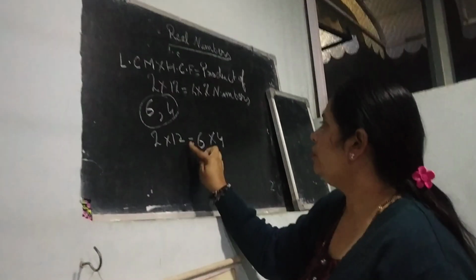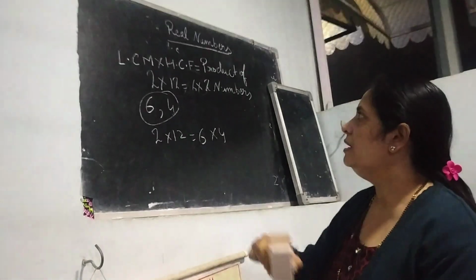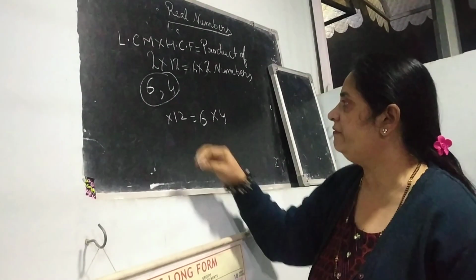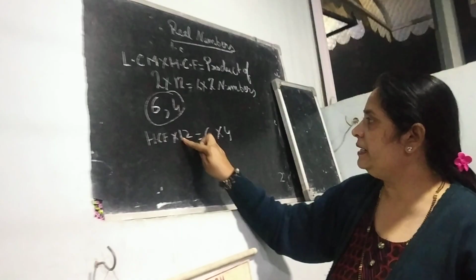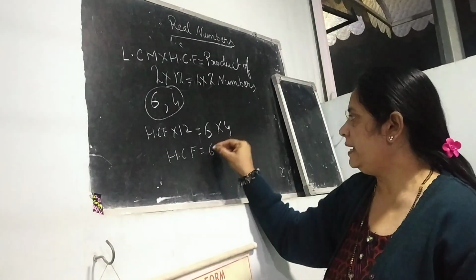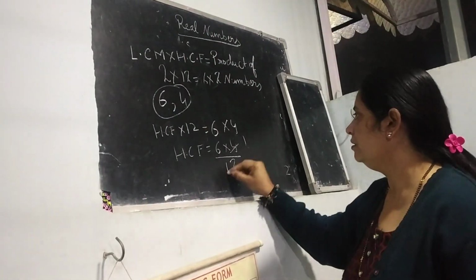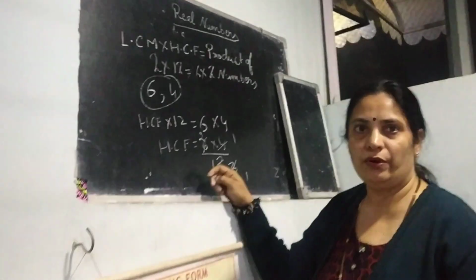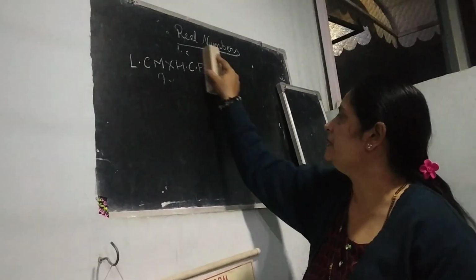So, if out of these 4 quantities any 3 are known to you, you can calculate the other one. Suppose you have to find the HCF. Normal rule: multiply sign is here, take 12 here. So your HCF is equal to 6 into 4 divided by 12. Cancel out: 3 times 1 is 3 and 3 times 2 is 6. So your HCF is 2. Okay. This is your first important thing in this chapter.